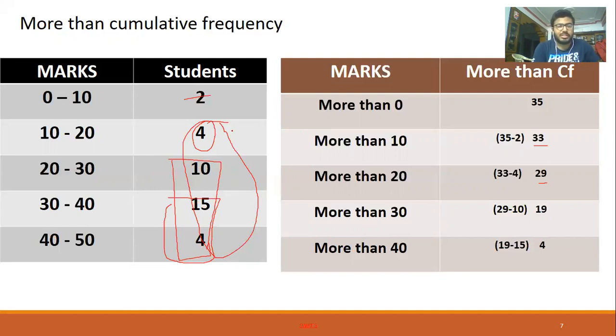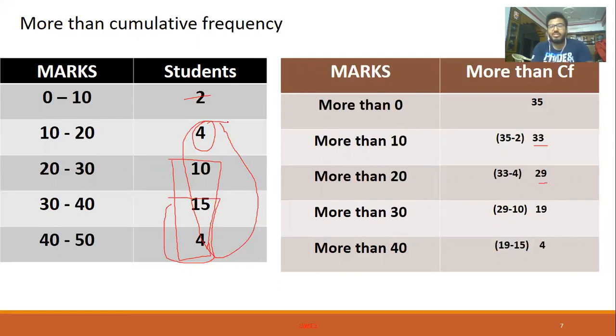So this table is very important, both sides. Remember, in this more than 0, 10, 20, always in more than we take the lower limits, the values of the lower limit only. Look here: 0, 10, 20, 30, 40. Sometimes in a question they will give this section, more than 0, more than 10, more than 20, more than 30, more than 40, and the more than CF. So you have to convert it into the order on the left side, that is 0 to 10, 10 to 20, then the number of students.